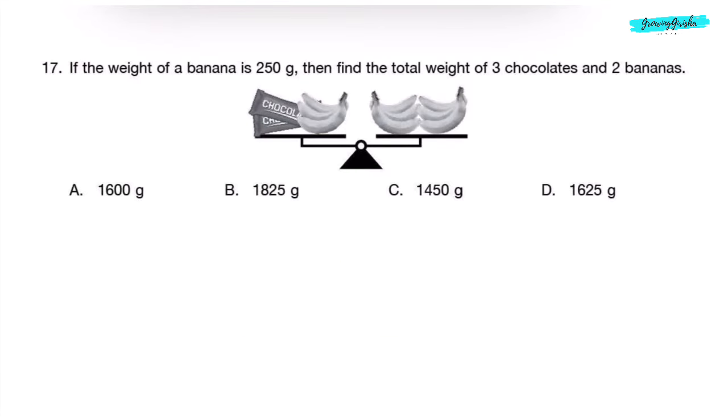Question 17. If the weight of a banana is 250 grams, then find the total weight of 3 chocolates and 2 bananas. First, let's find out the total weight on the right hand side. One banana weighs 250 gram. So how many bananas are there? 1, 2, 3, 4, 5, 6. Weight of 6 bananas will be 250 grams into 6.